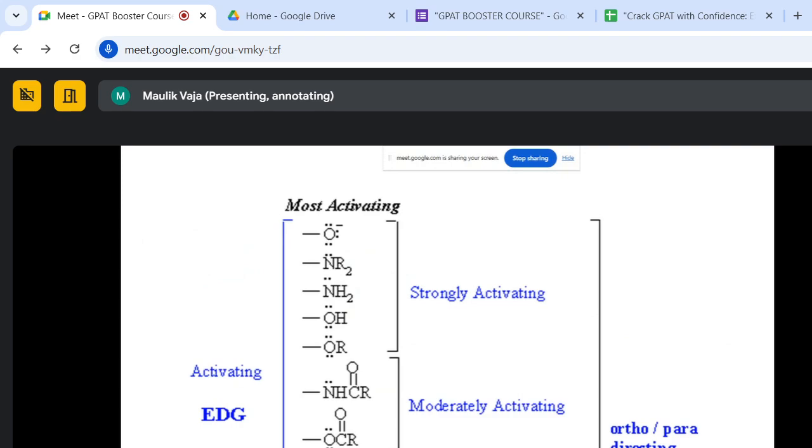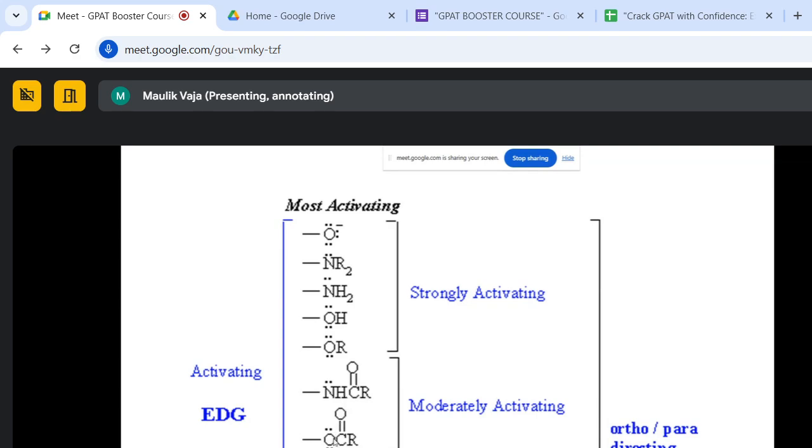So according to that, these are examples of electron donating group. You can see oxygen, then NR2. NR2 means two carbons are there, so nitrogen's electronegativity is higher than carbon. That's why it becomes electron donating group. NH2, again nitrogen has high electronegativity, and that's why it becomes electron donating. OH, OR means oxygen, neighboring atom is carbon. NHC, nitrogen, two atoms attached with nitrogen, hydrogen and carbon. So it is also electron donating group.